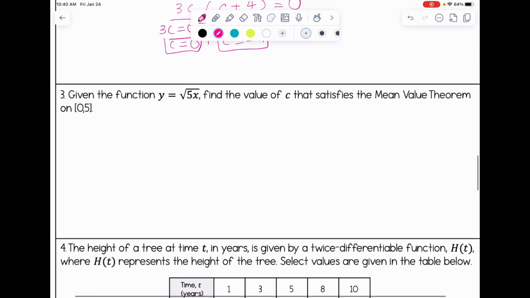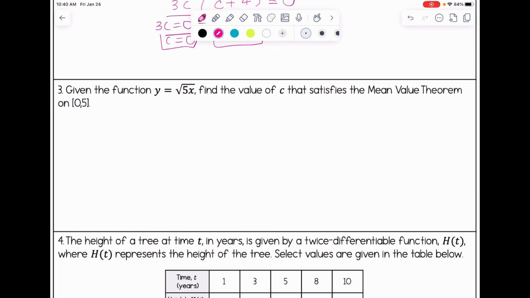Number 3, given the function y equals the square root of 5x, find the value of c that satisfies the mean value theorem on [0, 5]. All right, so let's find our derivative. If it helps to think about this, we could rewrite this as y equals (5x) to the 1/2 power. When we find the derivative of that, we are going to bring the 1/2 down, subtract 1 from the exponent, and this is a composite function.